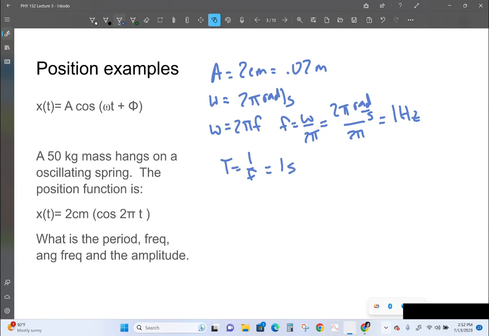Now, to be fair, if you were doing this as a problem on a worksheet, you would want this to 3 sig digs, 0.0200 meters. You can leave 2 pi radians as is. This would be 1.00 hertz, and this would be 1.00 seconds.